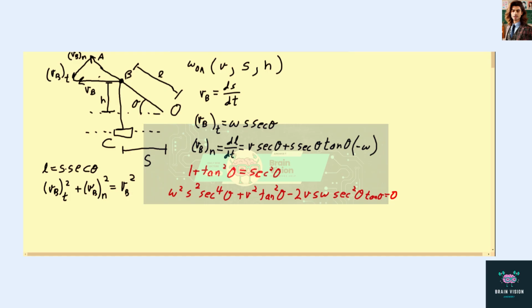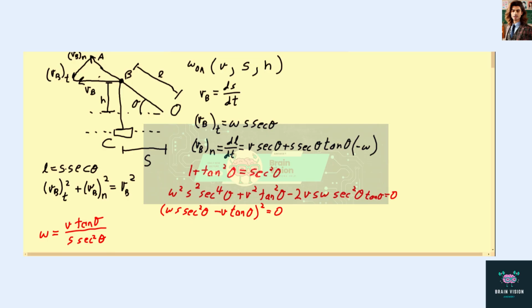factor. So we have that the omega S secant squared of theta minus V times the tangent of theta, squared, equals 0. In other words, we have omega, I'm going to write this all the way on the left then, equals the velocity times the tangent of theta over S times the secant squared of theta.